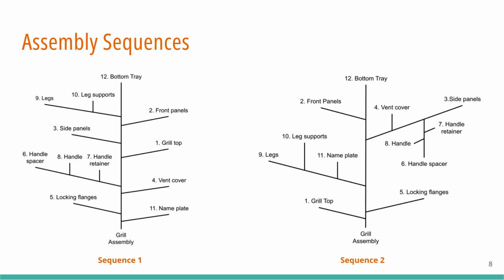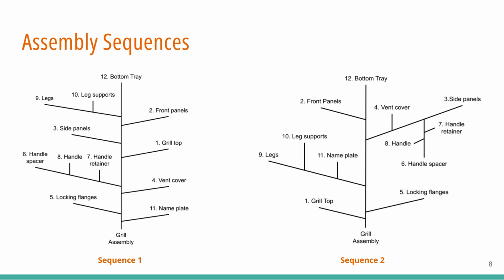So there are two assembly sequences. Our first one starts with the bottom tray, followed by the leg sub-assembly, which includes the leg and leg supports, followed by two front panels and then two side panels, and on top of this goes the grill top. We then install the handle spacer, handle, and handle retainer as a sub-assembly, followed by vent covers, then locking flanges, and finally the nameplate, which completes this first sequence.